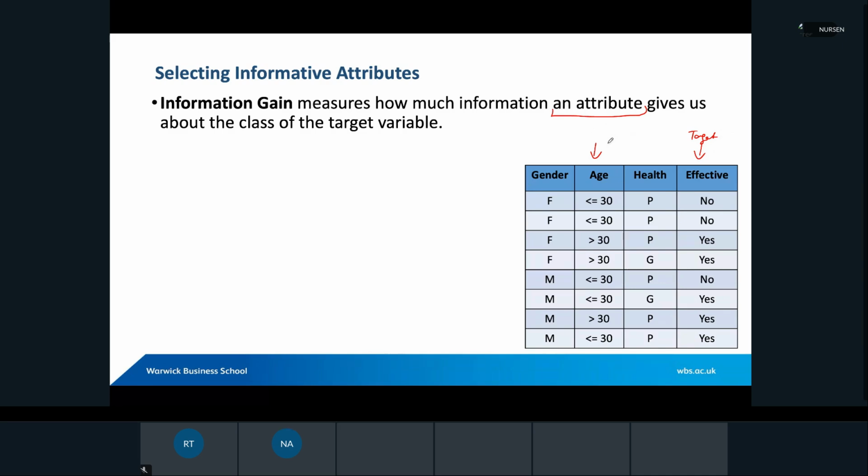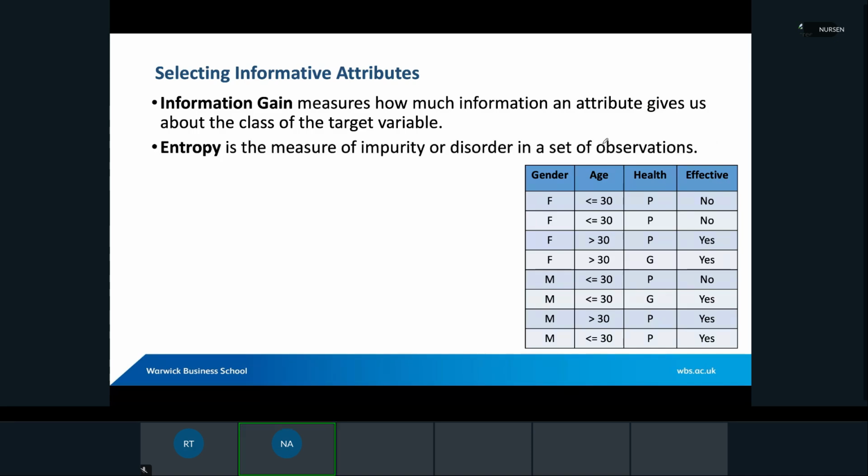So, can we classify by knowing the age group of the patient whether the medicine would be effective or not? That is what we are going to measure with the information gain. And in order to calculate the information gain provided by each independent feature, we are going to use entropy. This is a concept from information theory itself. It basically measures the impurity or disorder in a set of observations. So it may not mean anything, but let's discuss it over this example.